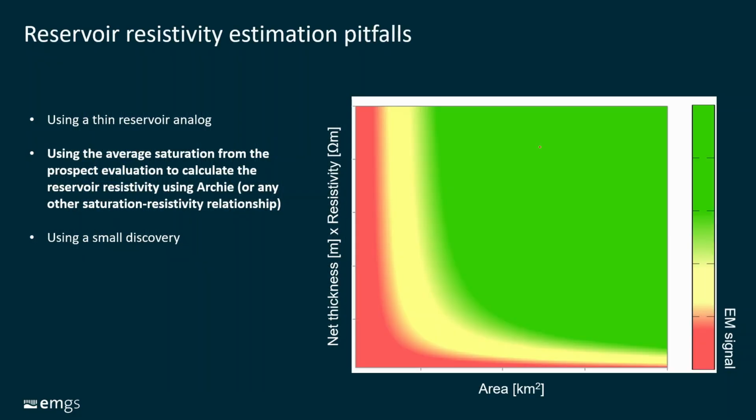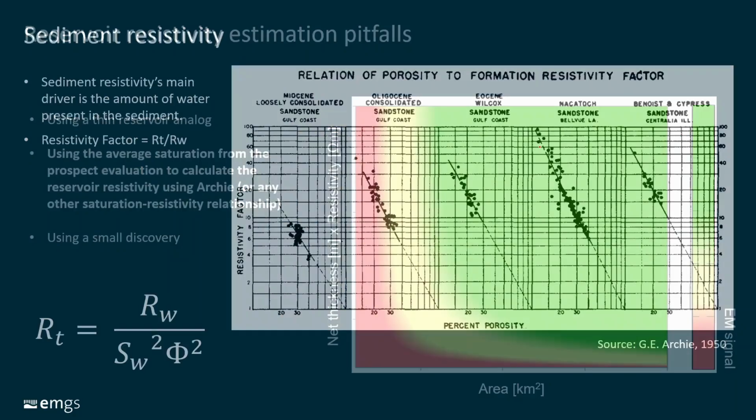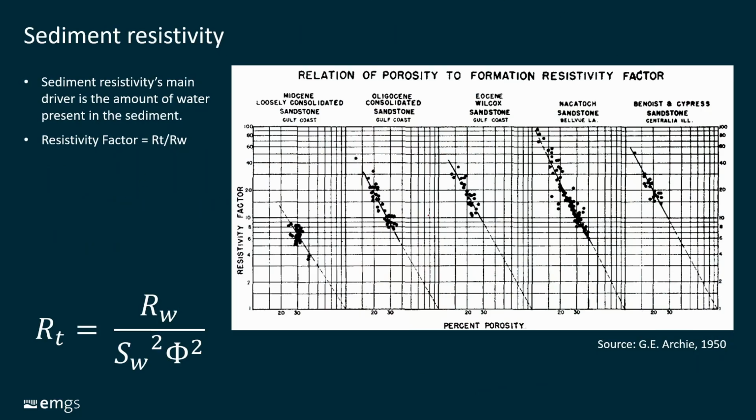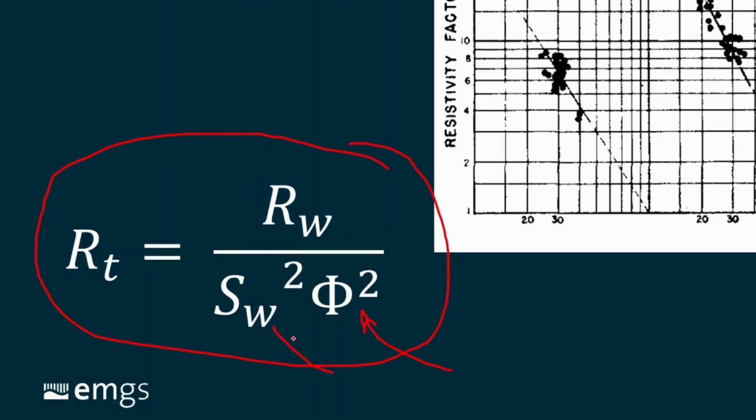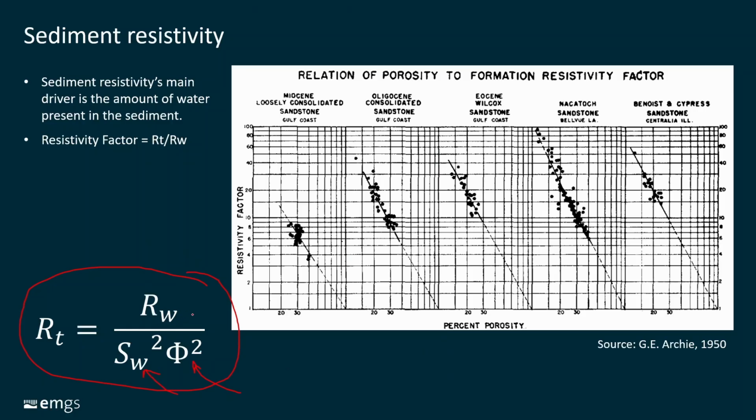Now, the second pitfall was using average saturation and porosity from the prospect evaluation to calculate reservoir resistivity. So you can very easily see how this is tempting. You have a relationship like Archie, where all you need is porosity and water saturation and an estimate of water resistivity to actually come up with a reservoir resistivity estimate. But Archie is a relationship that's valid in constant saturation rocks. So it's very good for plugs, something that's plug scale, that's constant saturation.